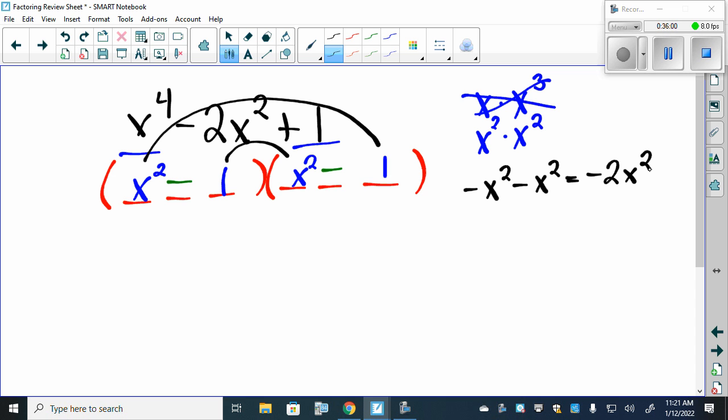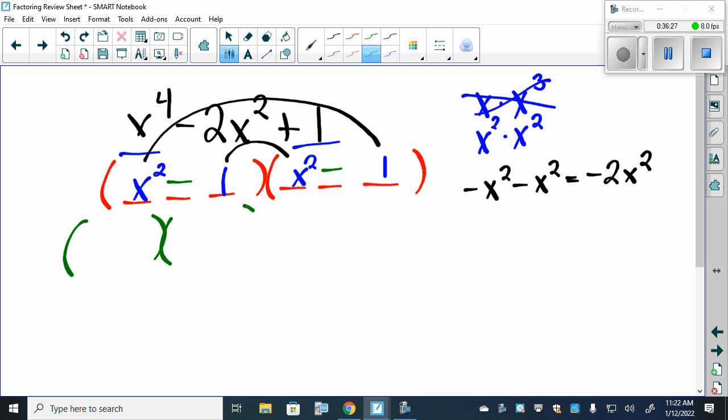Well, what's the degree of both of those sets of parentheses? 2, isn't it? And we have a subtraction. Well, is x squared a perfect square? Well, yes. Is 1 a perfect square? So are both of these the difference of perfect squares? So are we done factoring? No.